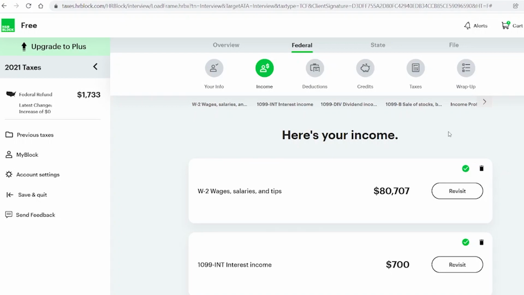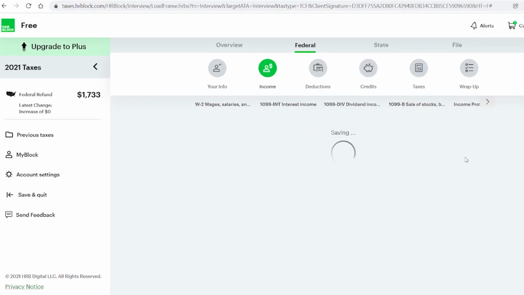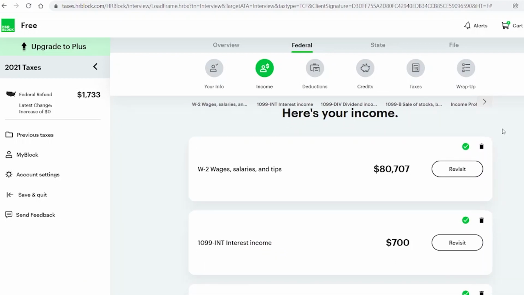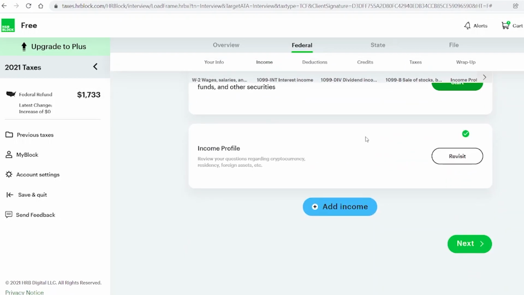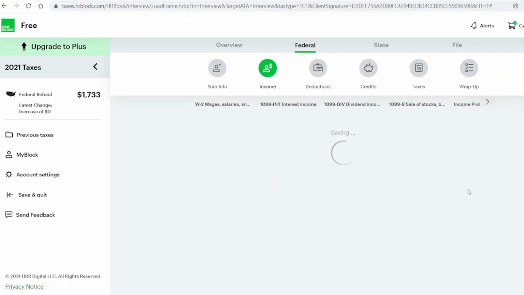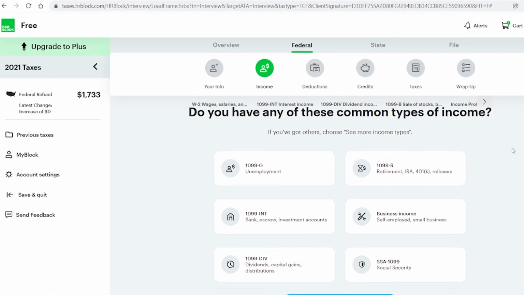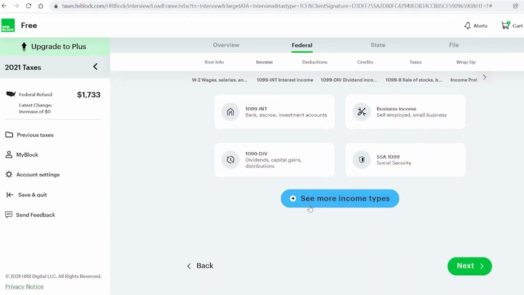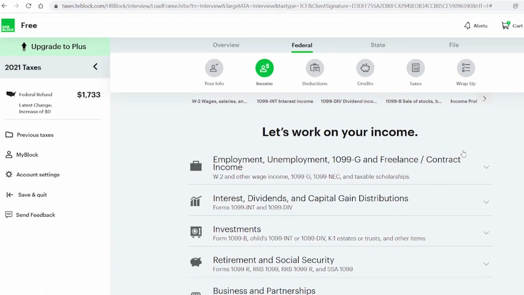One thing I don't love about the H&R Block software is the navigation. So for example, if you're trying to find a different kind of income, there's the list of the ones I've already entered, but it doesn't make it real easy to find other types of income. You have to go deeper into these menus, and you can click to see more different types here.